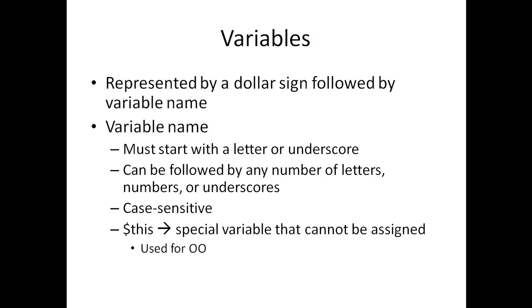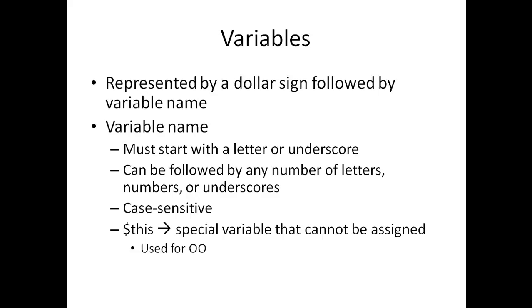So variables in PHP are represented by a $ sign followed by a variable name. The variable name, however, must match specific standards. It must start with a letter or an underscore. It can be followed by any number of letters, numbers, or underscores. It is case sensitive. And $this is a special variable that cannot be assigned. It's used for object-oriented programming.